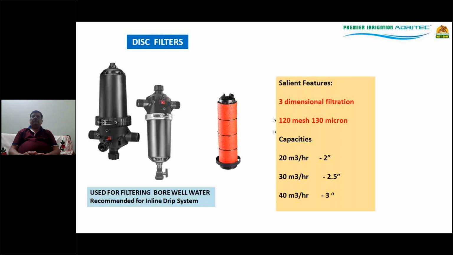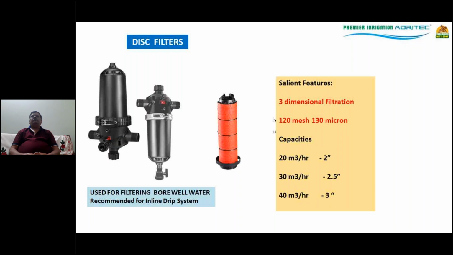Here, instead of a steel cartridge, you have what is called a disc. The disc is nothing but a ring type of structure which has grooves on it. For example, here typically there are about 300 such rings, one sitting over the other, and in between the grooves the helix is there, and the water is getting filtered on the surface as well as through the depth.